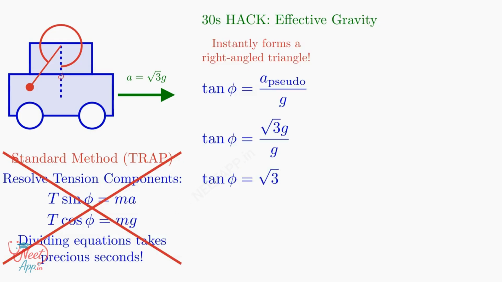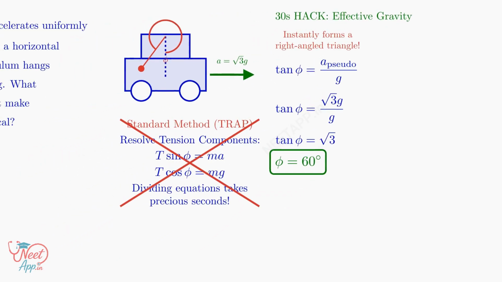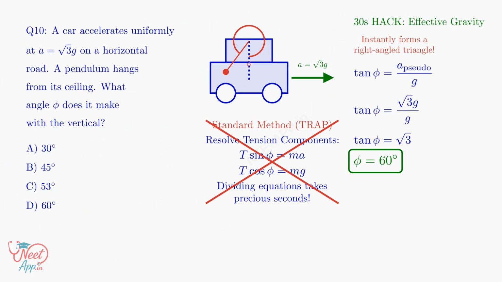So tan phi equals root 3g over g. The g's cancel out, leaving tan phi equals root 3. That means phi is exactly 60 degrees. Option D is correct. Draw the acceleration triangle and secure your final marks.